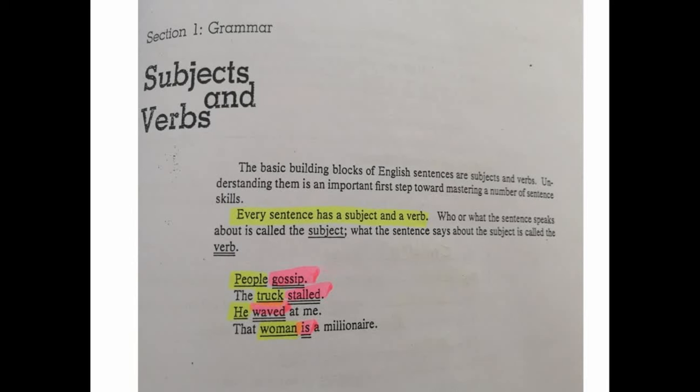Now, people gossip. So here we have two parts. As you can notice, guys, I used highlighters to color each subject with yellow and each verb with pink. People is the subject, and gossip is the verb. If I ask you what sort of verb it is, as we took the map yesterday, you would tell me it's an action verb, because when you gossip, your mouth is moving. So there is a movement. So people is the subject and gossip is the verb.